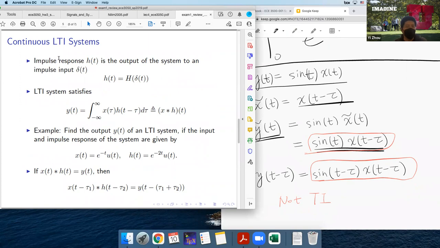And then we go to the LTI systems. For LTI systems, we introduced the impulse response, which is the response of the system when the input signal is the impulse signal. So h(t) is the impulse response. And then we showed that the input and output relation of LTI systems can be characterized in terms of the convolution operation. So the output signal y(t) is basically the convolution between the input and the impulse response of the system. And specifically, the convolution is defined in such a way. So it's an integration between x and a reversed and shifted h.